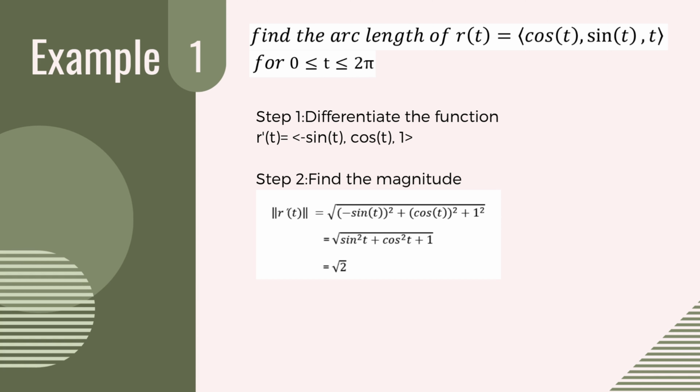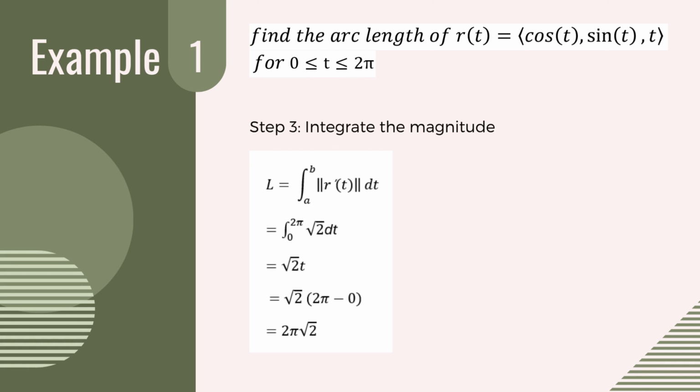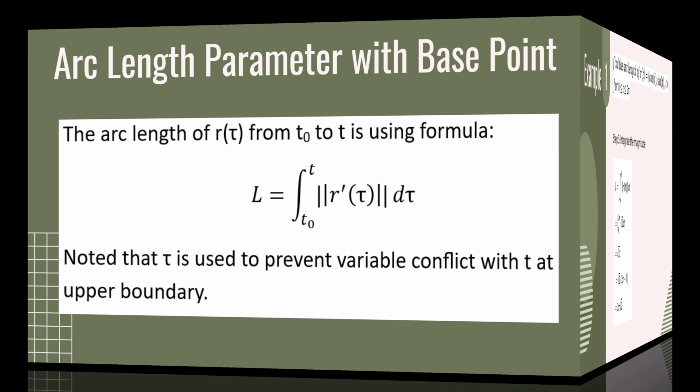We differentiate r(t) equals cos t, sin t, and t, and we get negative sin t, cos t, and 1. And step 2, we need to find the magnitude, which is the square root of the sum of the squares of the differentiated function, and the answer is square root of 2. Step 3, the final step, we integrate the magnitude and insert the interval 0 to 2 pi, and we get the final answer, which is 2 pi square root of 2.